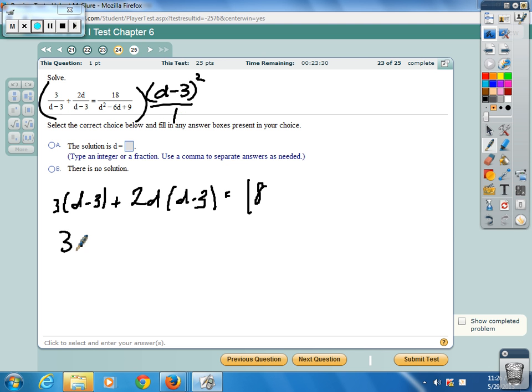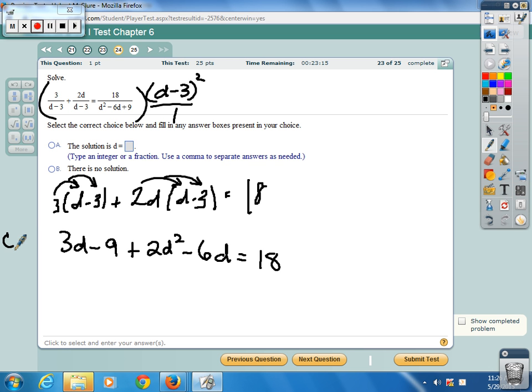So 3D minus 9 plus 2D squared minus 6D is equal to 18. And usually after you distribute, what's the next thing that's usually done? Combine like terms. So 2D squared comes down here. What's 3D minus 6D? Minus 3D. And what's negative 9 minus 18? Negative 27?